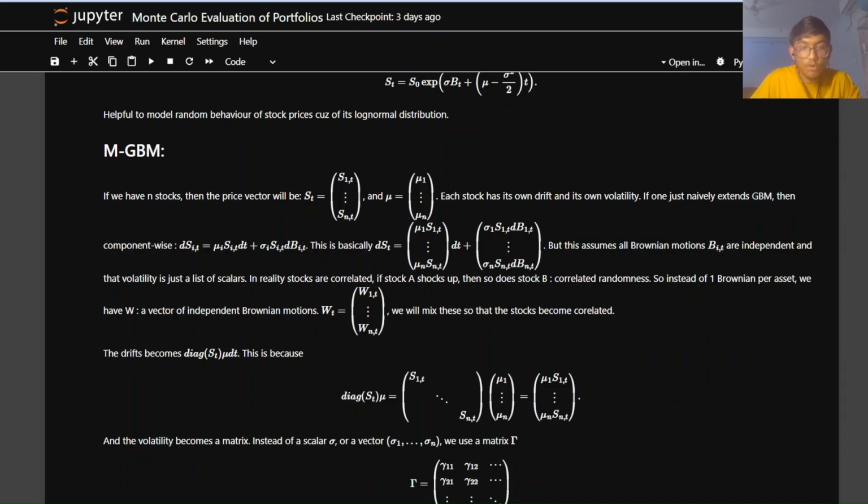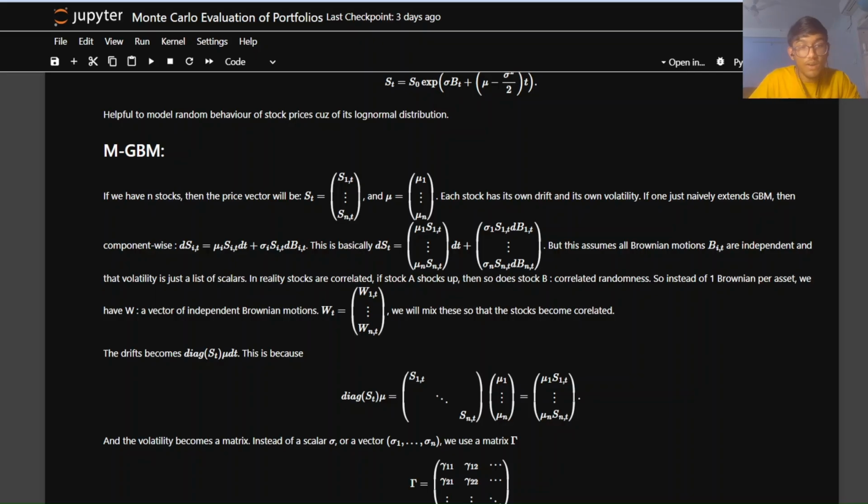But this is a problem, right? This assumes that all Brownian motions Bi,t are independent and that the volatility is just a list of scalars. But this is not what happens in reality. In reality, all the stocks are correlated, and if a certain stock A shocks up, then so does stock B, because their randomness is correlated.